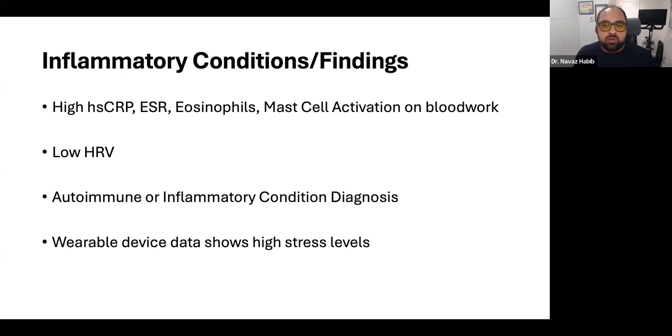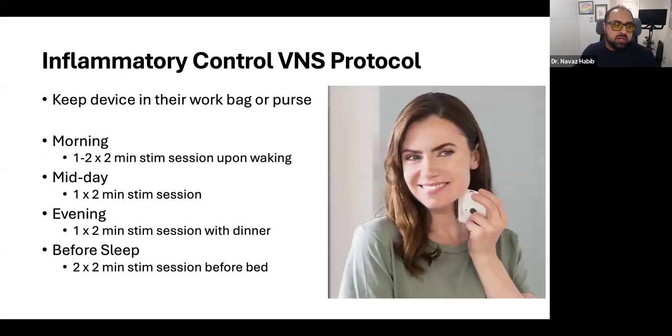And when it comes to inflammatory control, there's a protocol that I use here, and this is the most aggressive of the bunch. 2 2-minute stimulations in the morning, 1 midday, 1 evening, and 2 2-minute stimulations before bed. Remember, the FDA has cleared up to 24 stimulations daily, 2 2-minute stimulations daily on the electroCore device. So utilizing it this aggressively is not getting anywhere near that amount.